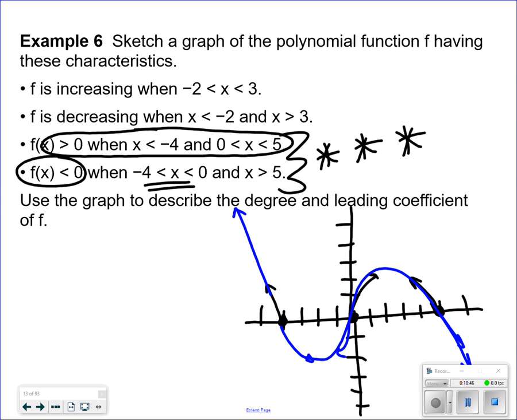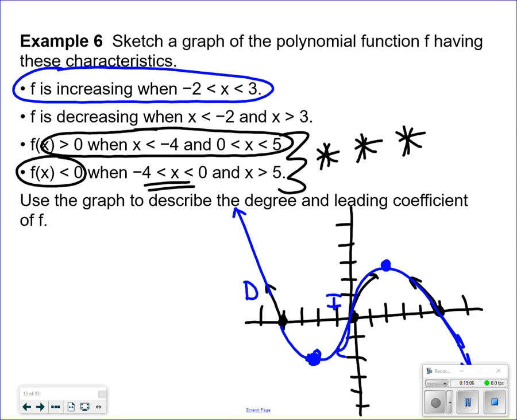Okay? Now, let's talk about increasing and decreasing here. Okay? So from -2, which is right here, to 3, which is right here. Notice that the graph is going upward. It's decreasing. So this side would be decreasing, this side would be increasing, and this side is back to decreasing again.